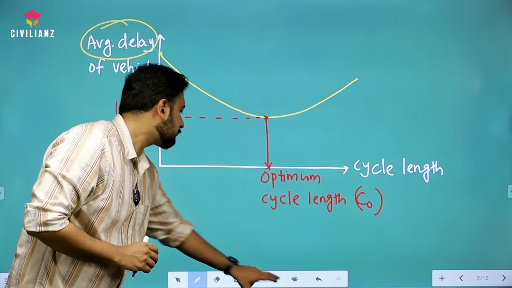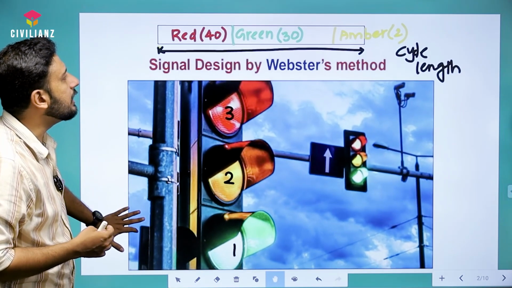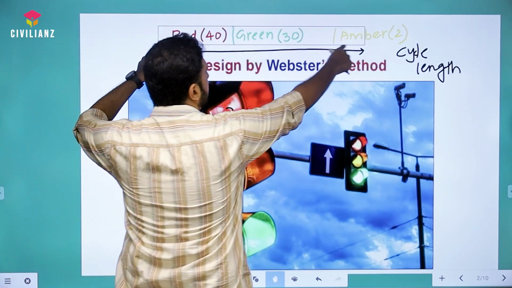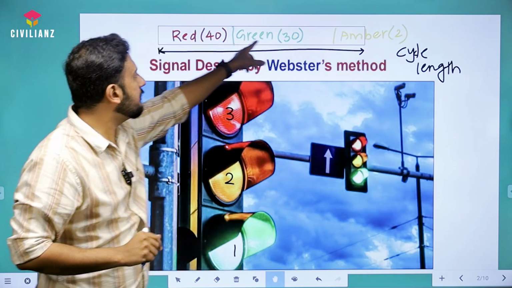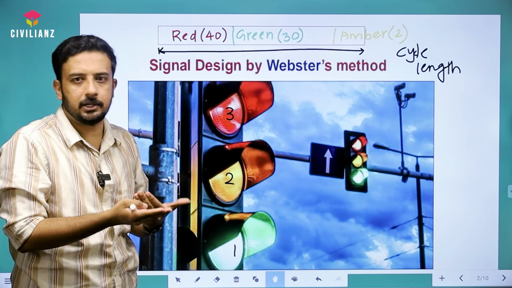What is the meaning of that? Whatever this C0 is that we are going to find out, that should be equal to red plus green plus amber. This value we have just put as an example initially, right? So we don't know how much it is. We are going to calculate it. Okay.